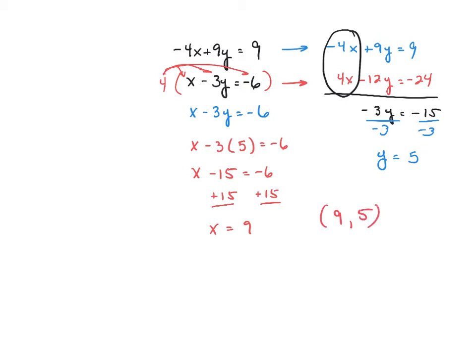And we're done. So the entire point is to multiply your equations by whatever number you need so that when you add the two equations, one of the variables gets eliminated.